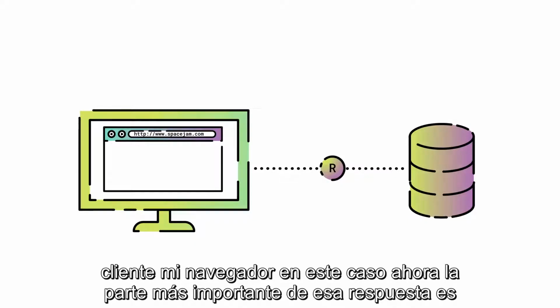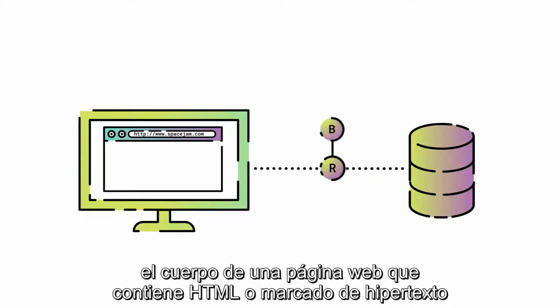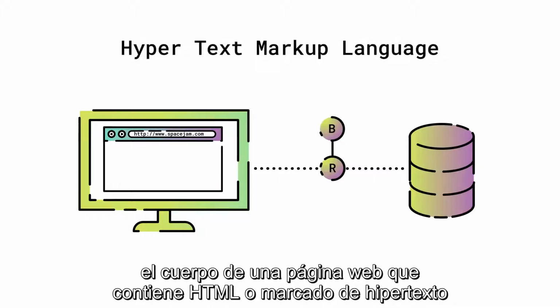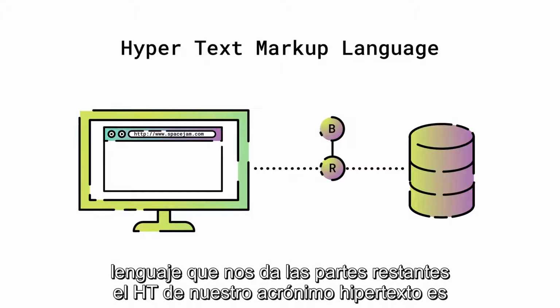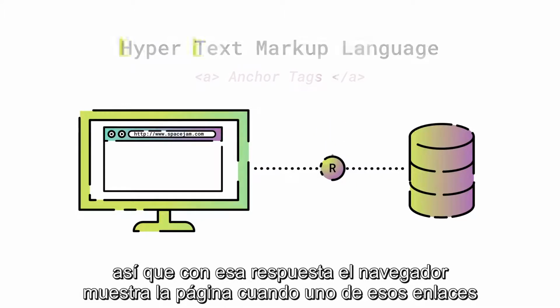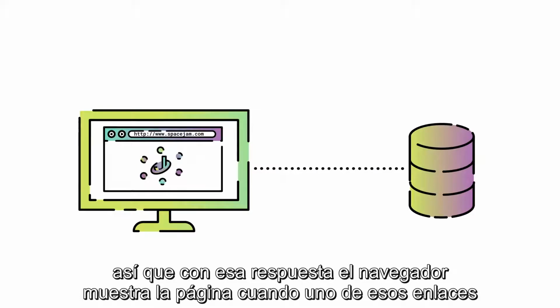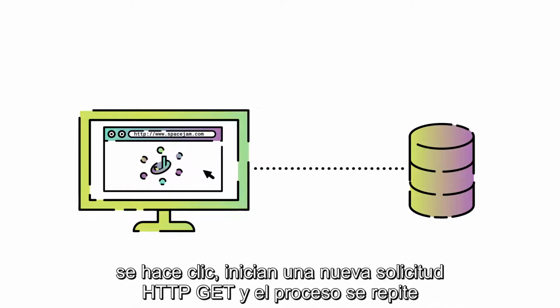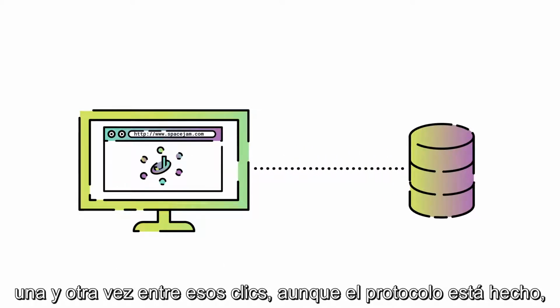Now, the most important part of that response is the body. For a web page, that contains the HTML, or Hypertext Markup Language, which gives us the remaining parts, the HT of our acronym. Hypertext is text that can link to other text. In HTML, we perform that linking with anchor tags. So with that response, the browser renders the page. When one of those links are clicked, they kick off a brand new HTTP GET request, and the process repeats itself over and over. In between those clicks, though, the protocol is done.